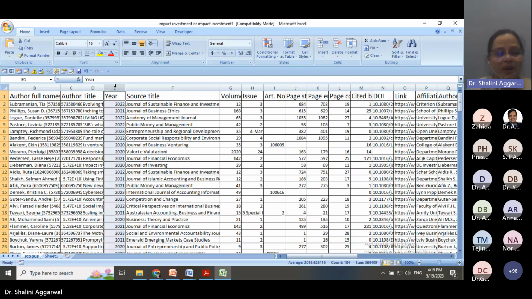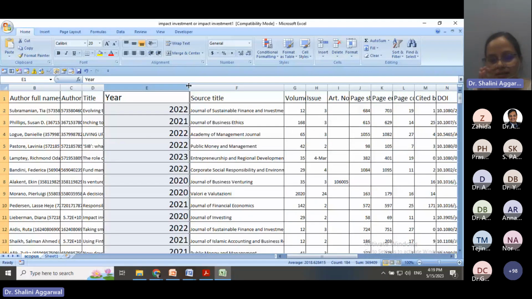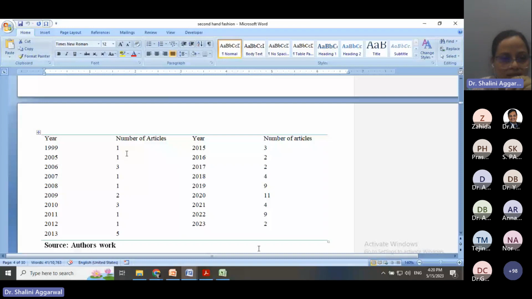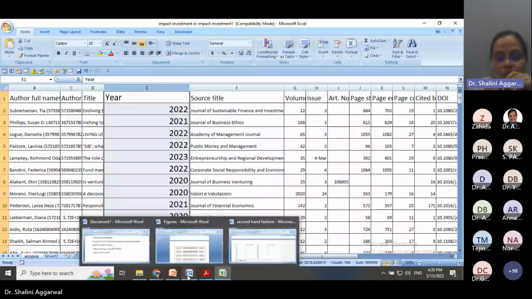Once you have selected the papers, what is the next step? That is to go for data analysis and interpretation. You can see from here the year. What you have to do is make a graph like this for it, showing how many articles there are for the year 1995, 2005, and so on. You have to refer to this column, that is column E, right? Based on your data, you have to make this diagram. So this is data analysis, the first important aspect.